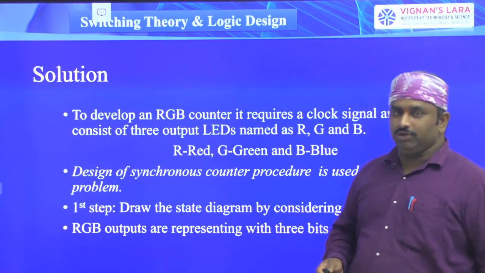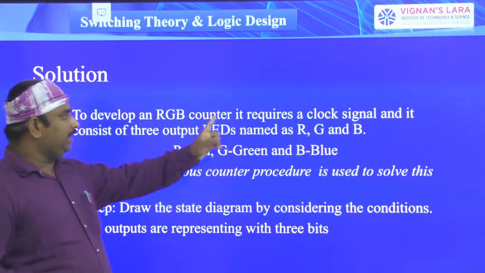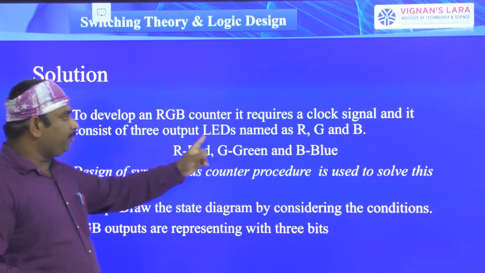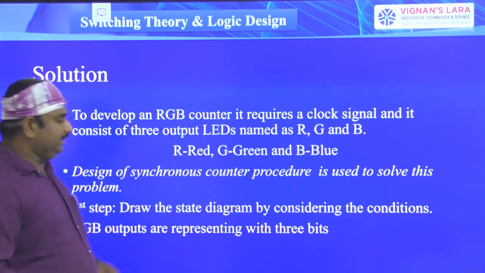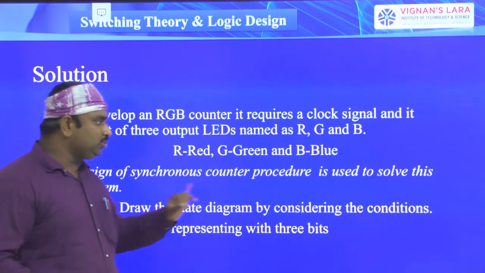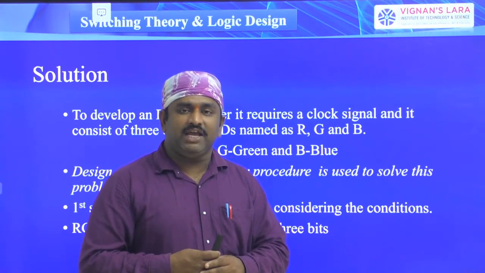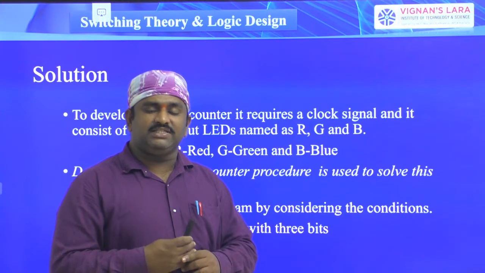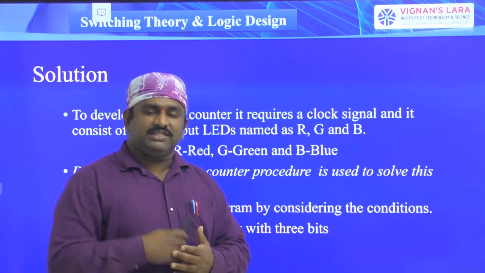Coming to the solution, to develop an RGB counter, it requires a clock signal and it consists of 3 output LEDs named red, green, blue. These are the 3 LEDs. Next, the design of synchronous counter procedure is used to solve this problem. For solving this problem, I am taking the design procedure of synchronous counter. The same procedure we have seen in the previous videos, I am using here.